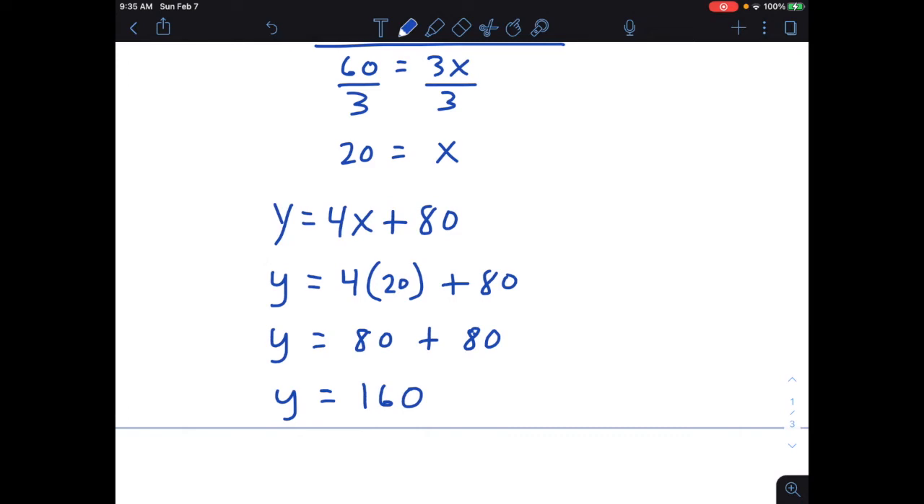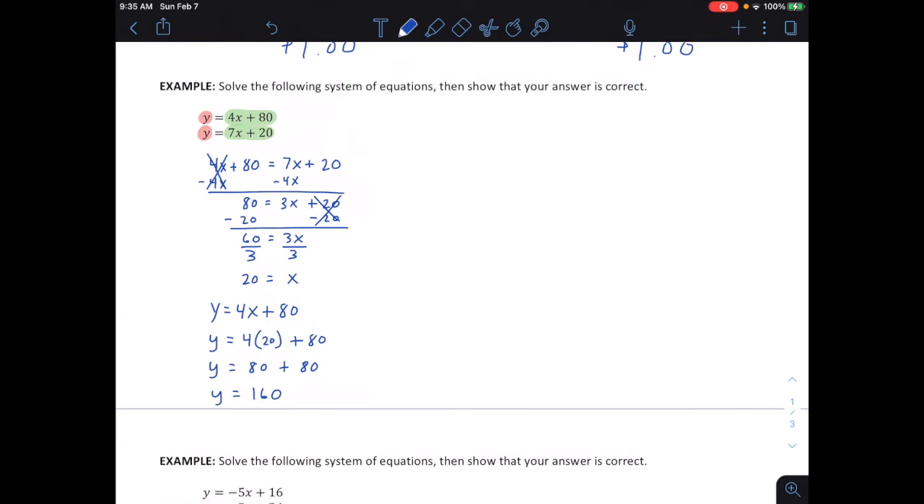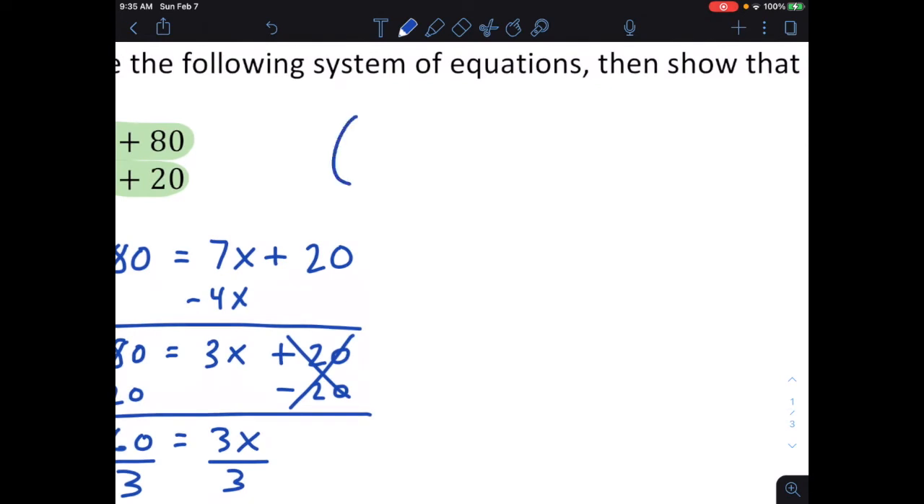Okay, so if you remember though, anytime we have a system of equations, we want to write the answer as a point. And so the point here is the x value and the y value. So the value is 20 and 160. So we can write it as (20, 160), and put a box around it.